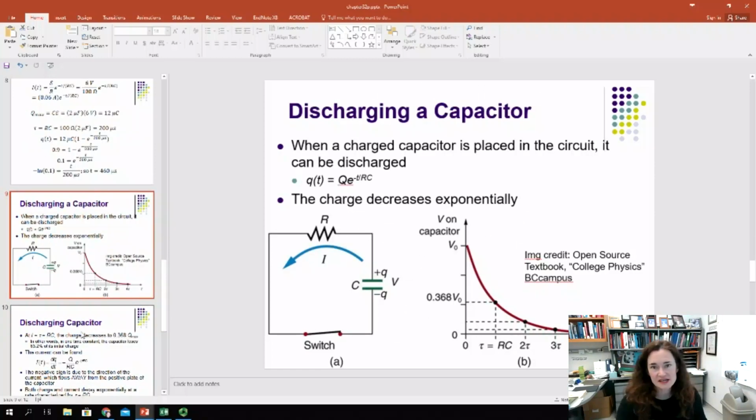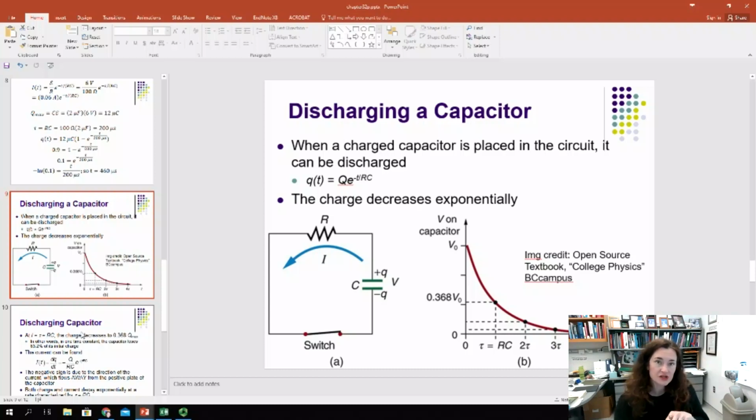Okay, now let's discuss discharging a capacitor. Let's say that you have a capacitor that you've already charged up with a battery or something, and so it's sitting there at its charge. And then you're going to use that as a power source for some external load with resistance R. So you're placing it in the circuit, okay?